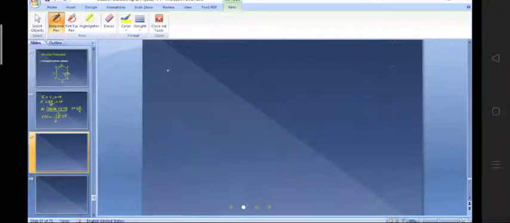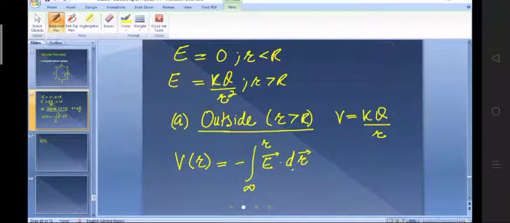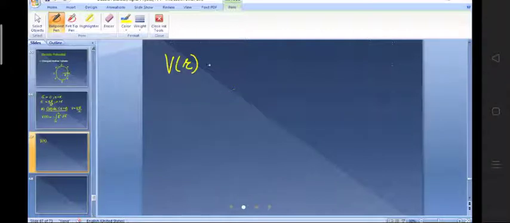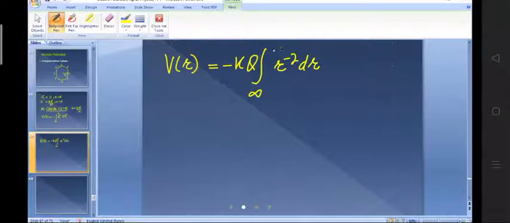Let's substitute here. V of R is equal to minus, E dot dr will be E dr multiplied by cos 0, and cos 0 is equal to 1. KQ is a constant, so it will be minus KQ times the integration of R to the power minus 2 with respect to R, with limits going from infinity to point R. On solving this integral, it will be R to the power minus 1 divided by minus 1. This negative sign is going to cancel, and it will be equal to 1 by R. Then apply the limits of integration. The lower limit is going to vanish because 1 by infinity is equal to 0. So finally, the potential at point R will be equal to KQ divided by R.